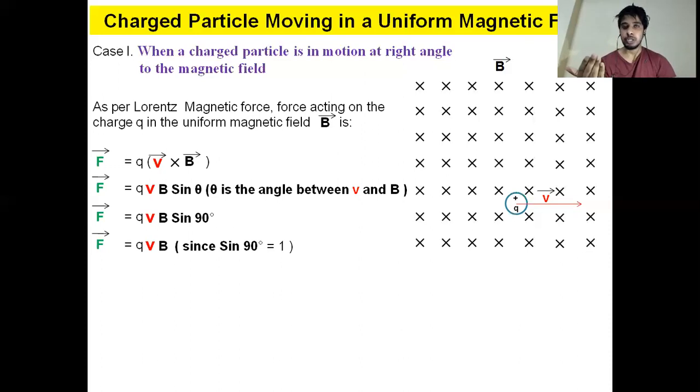Now the next question is, what would be the direction of force acting on Q? According to the right hand screw rule, the direction of force would be perpendicular to velocity and perpendicular to the magnetic field. So it would be towards the upside of your screen. This is the direction of magnetic field. This is the direction of force. So it would be perpendicular to both velocity and magnetic field, that is towards the upside of your screen.